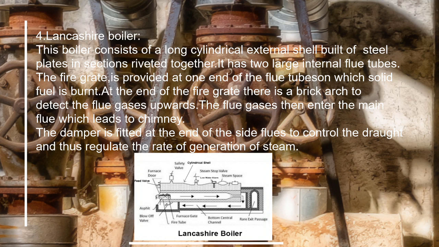The hot flue gases, after leaving the internal flue tubes, pass down to the bottom tube. Flue gases move from front of the boiler where they divide and flow into the side flue. Flue gases then enter the main flue, which leads them to the chimney.